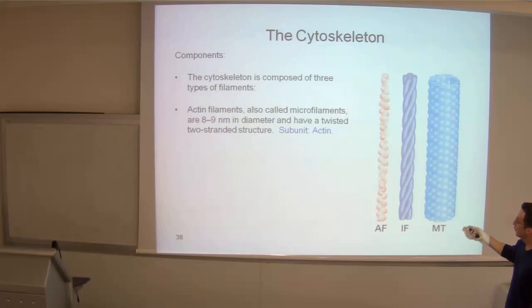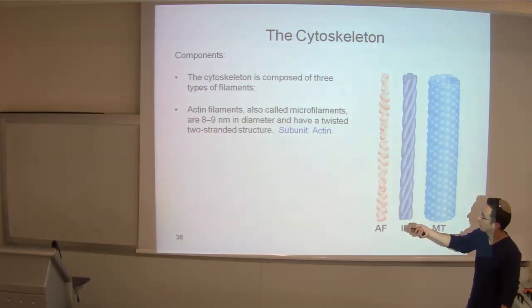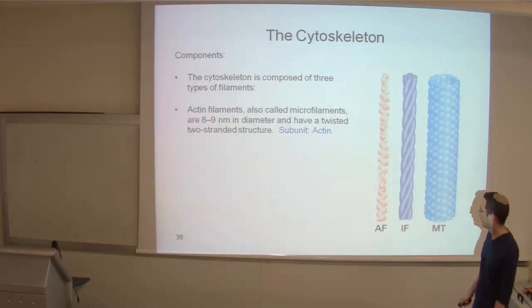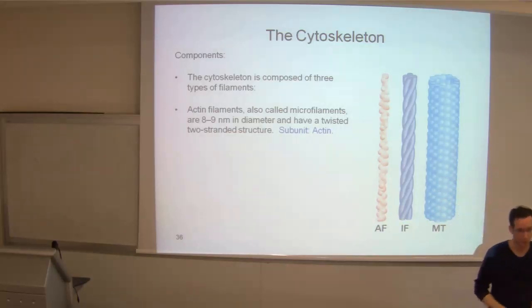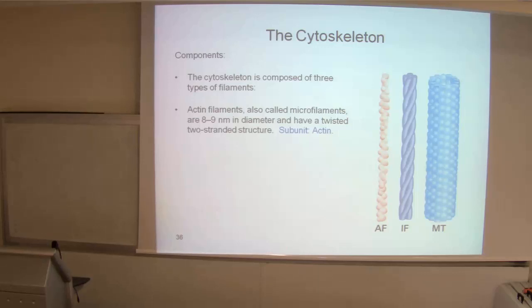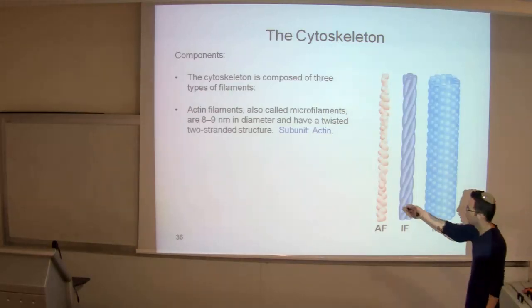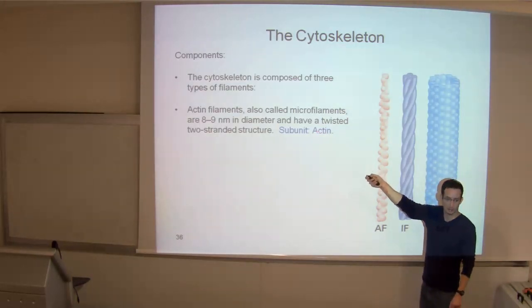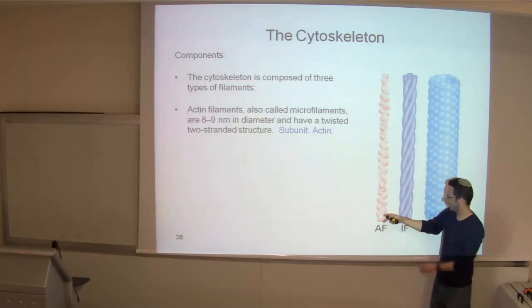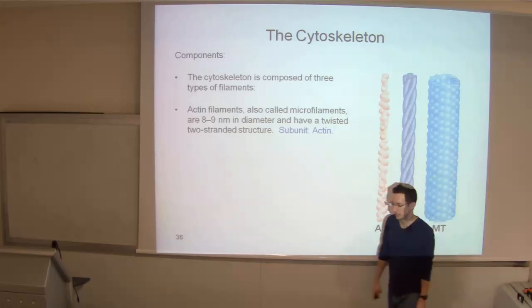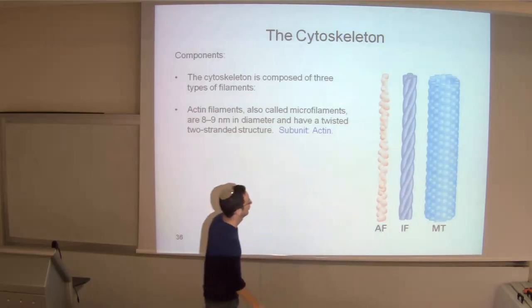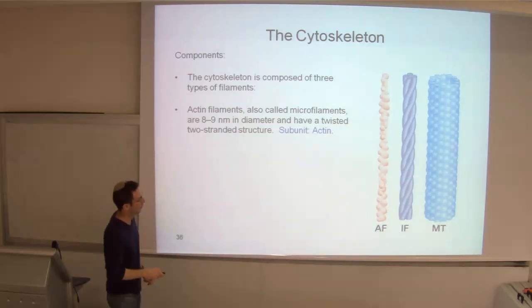They are the thinnest among the three components of the cytoskeleton. They are about 9 nanometers in diameter. They have a twisted two-stranded structure. And the building blocks from which they are composed are the protein actin. So this is the name of the protein. And each sphere, like here, represents the protein, and this is the complex structure that we get, the actin filament.